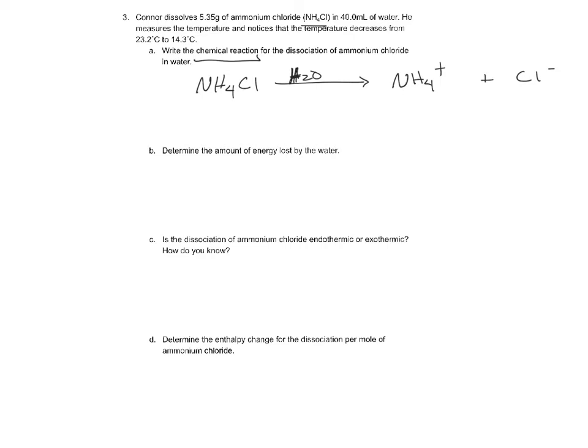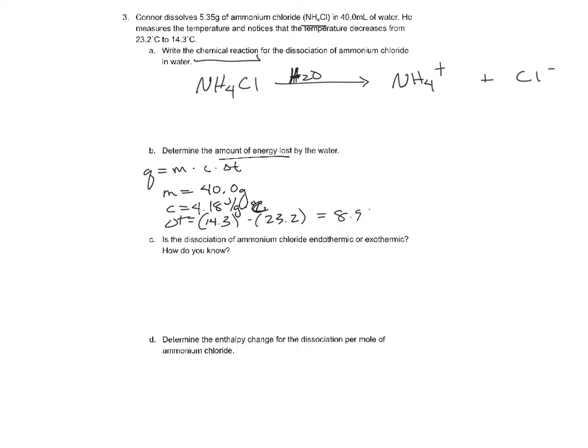For water, it asks you to determine the energy lost, which means that's Q. So you need all of these variables for water. The mass of water is the same as its volume, so 40 grams. The C for water is always 4.18 joules per gram times degrees Celsius, when it's a liquid, actually. And the change in temperature is the final, 14.3, minus the initial, 23.2. If you do this math, that's 8.9 degrees Celsius.